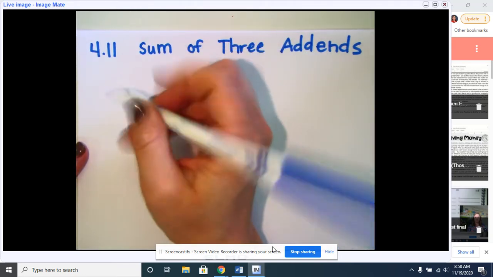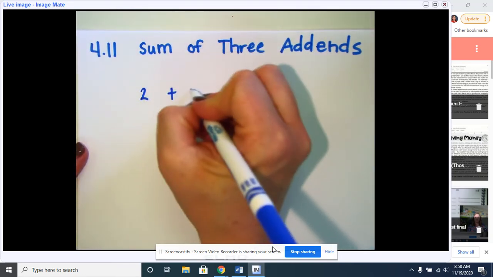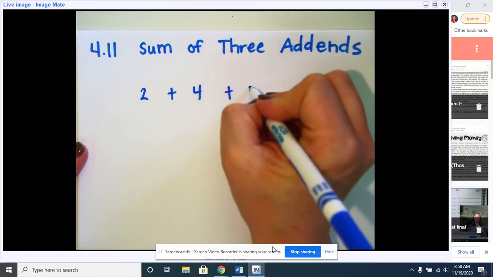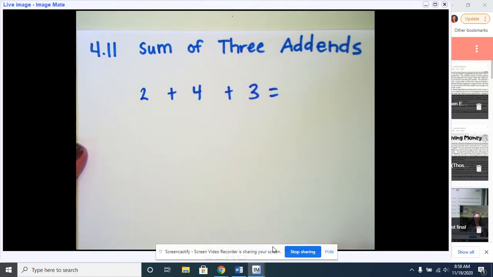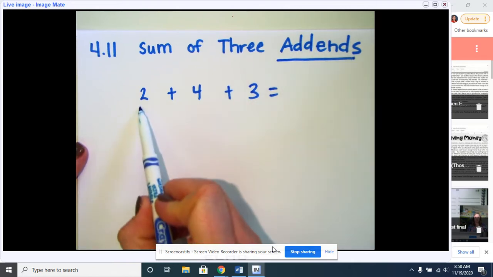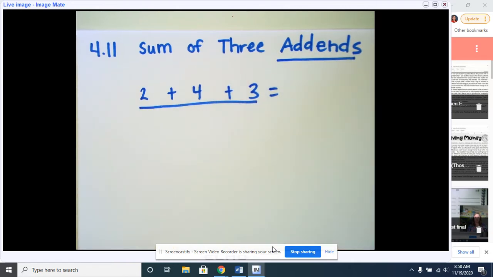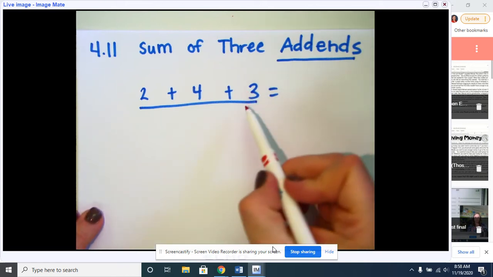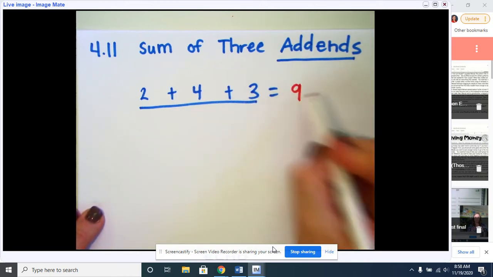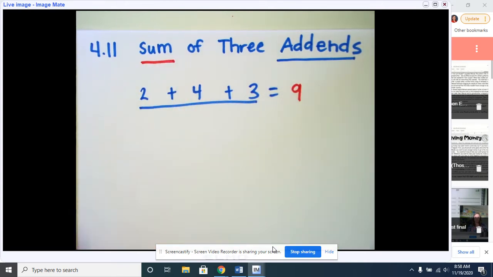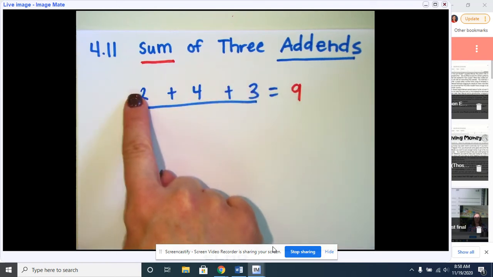If I had this problem, 2 plus 4 plus 3, these three numbers are my addends. The answer, which is 9, would be the sum. And then the whole thing is called an equation.